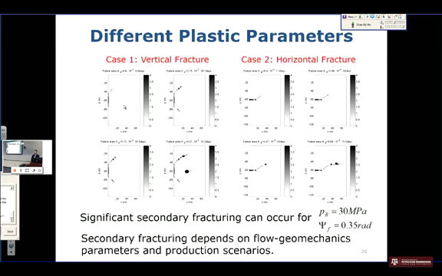Yeah, because a lot of people had problems doing fracture propagation in geomechanical codes. I know people have struggled with it for a while. It's not an easy problem.